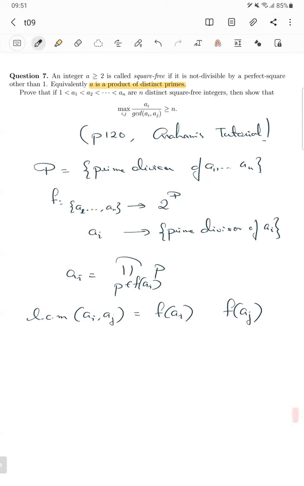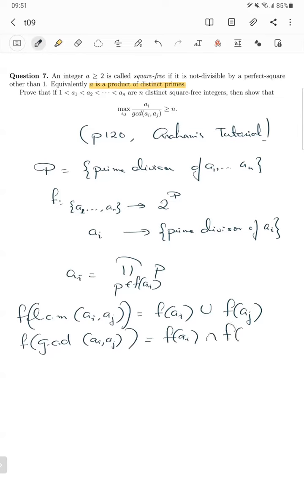Okay, so I should more correctly put an arrow here, or I should ask what is f of the LCM. Exactly. It will turn out to be their union, and f of the GCD of a_i and a_j will turn out to be their intersection, right? For the same reason, this will have all the prime factors which are common to both a_i as well as a_j. But this is not what we want. In the question that is given to you, you want this guy.